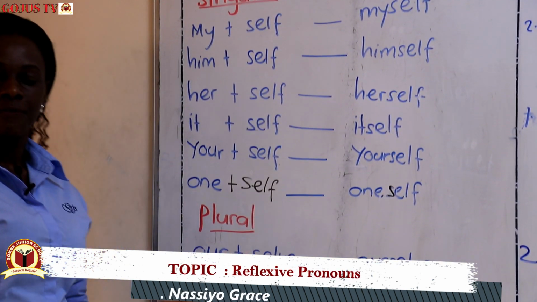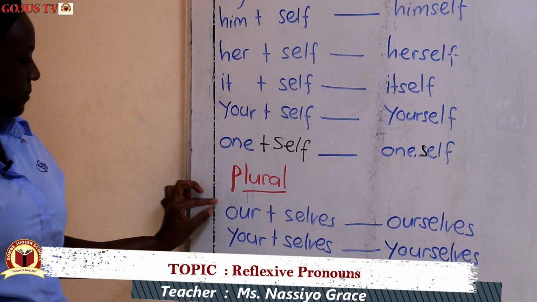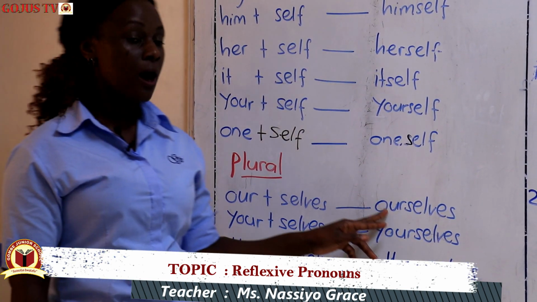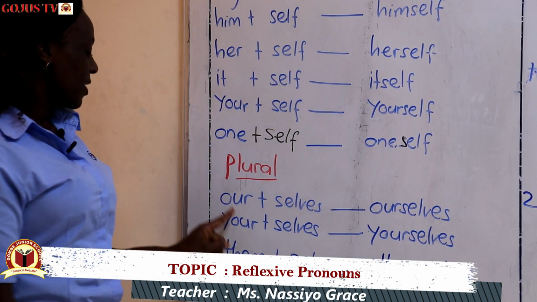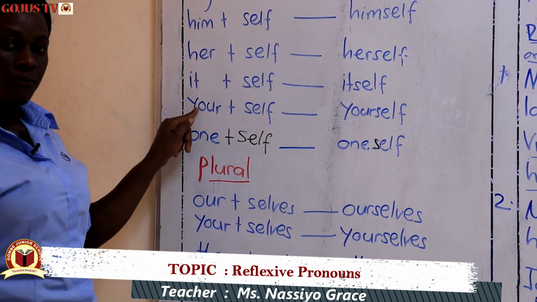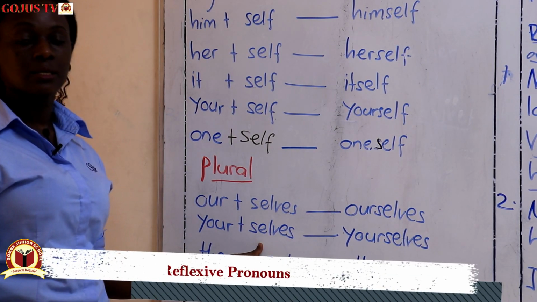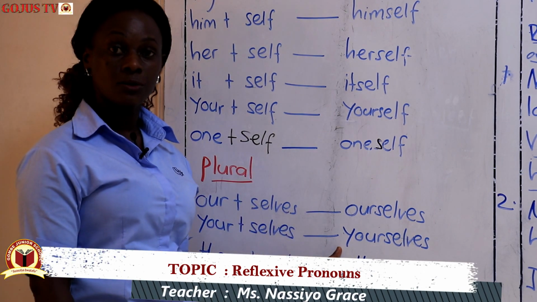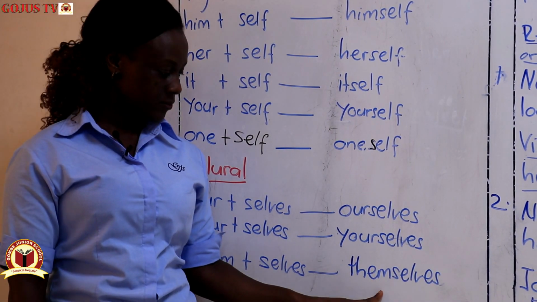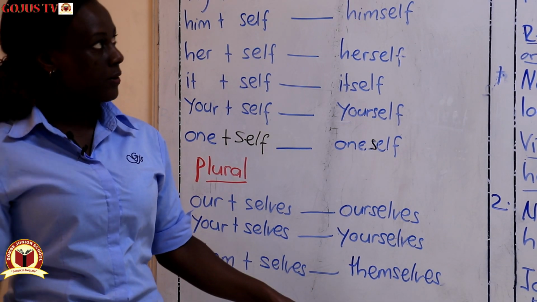Then we have the plural form of reflexive pronouns. We have our plus selves, not self this time, it is selves. We get ourselves. Then your, this time your is in plural, because it is the same spelling for singular and plural. But here, to differentiate them, we add the word selves to show that it is now in plural. We get yourselves. Then them plus selves, we get themselves. One word. As you see them, they are not separated. I hope you also do not separate them.